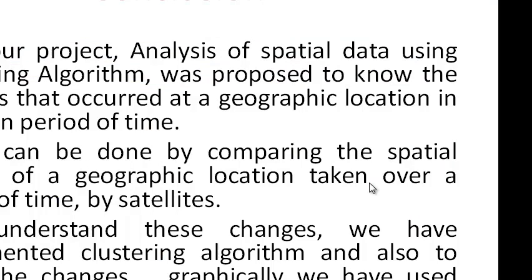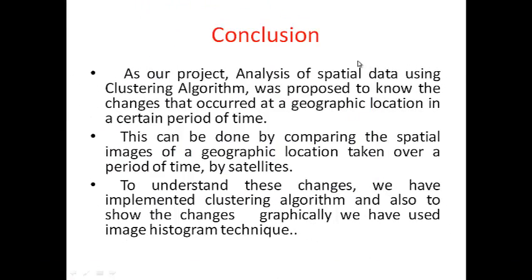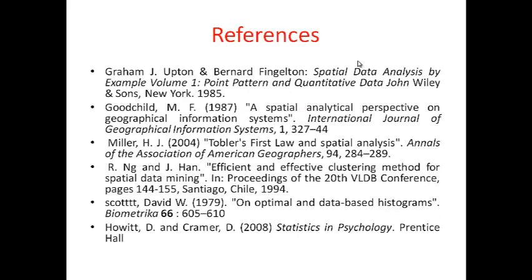As a project, analysis of spatial data using clustering algorithm was proposed to know the changes that occurred at a geographic location in a certain period of time. This can be done by comparing the spatial images of a geographic location taken over a period of time by satellites. To understand these changes, we have implemented a clustering algorithm, and also to show the changes graphically, we have used the image histogram technique. These are the references which we have used.